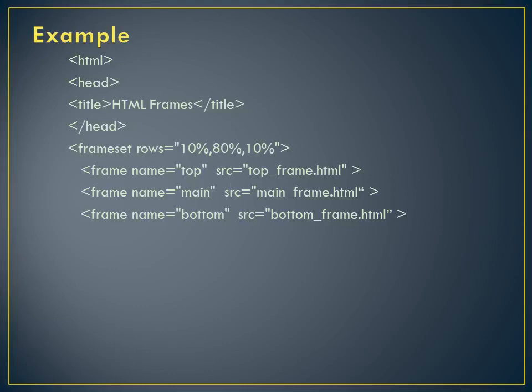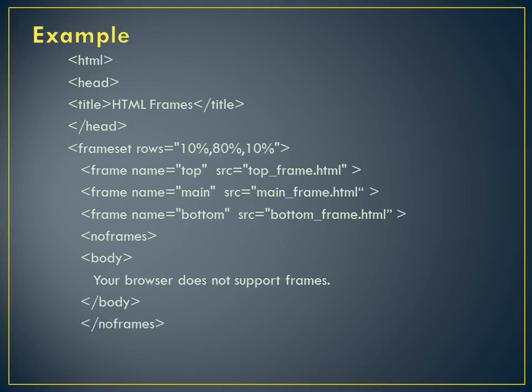After naming these three divisions, we need to use noframes. Why? Because if your browser doesn't recognize this frameset, we need to use the body tag so that this will display the text your browser does not support frames. Then let's close the noframes, and after which we will close our frameset and then our HTML tag.